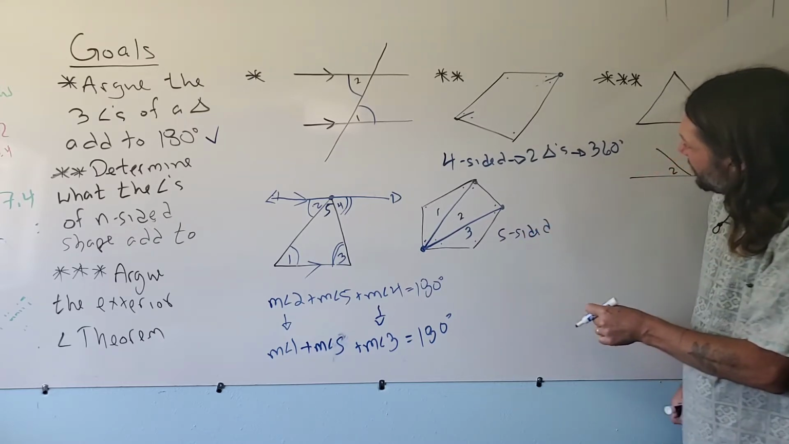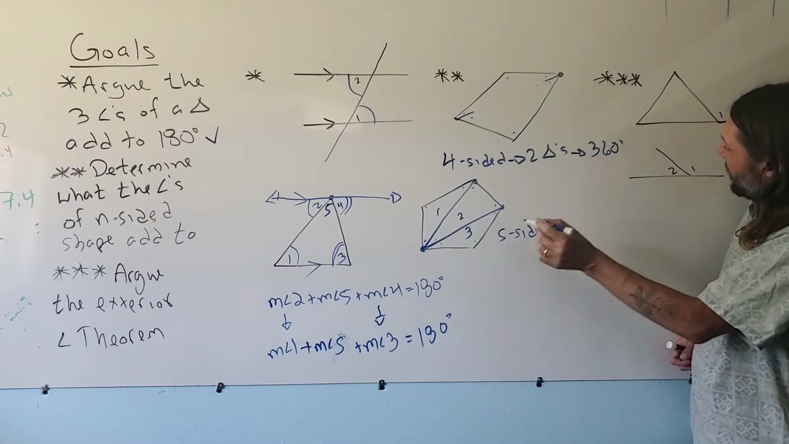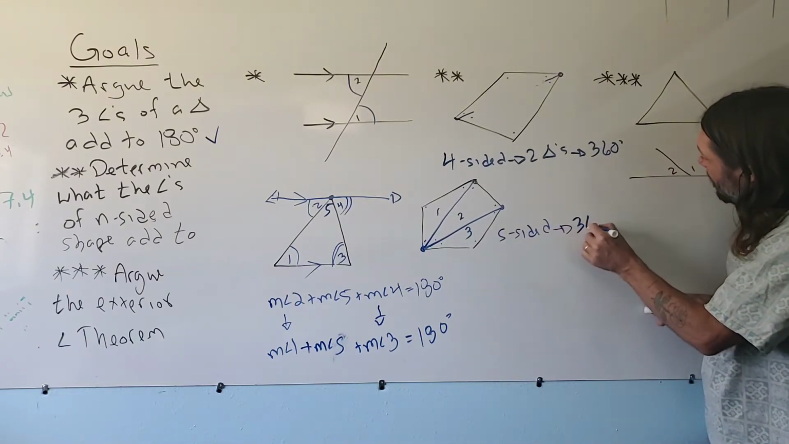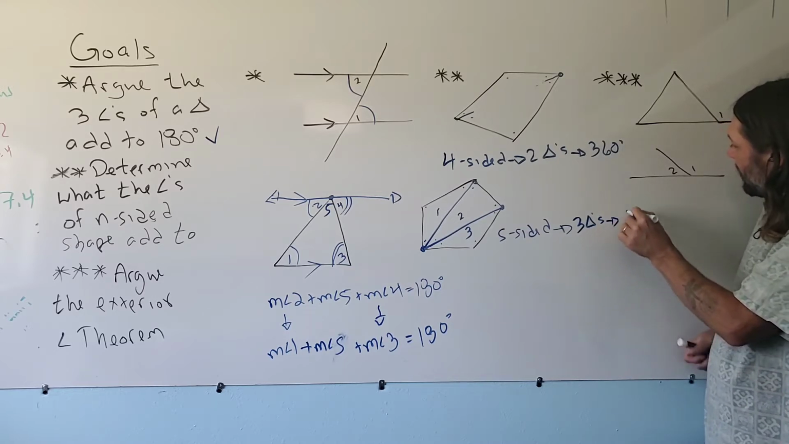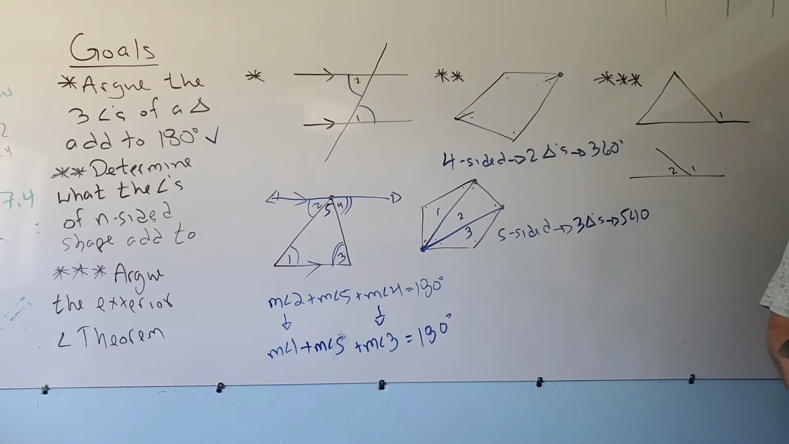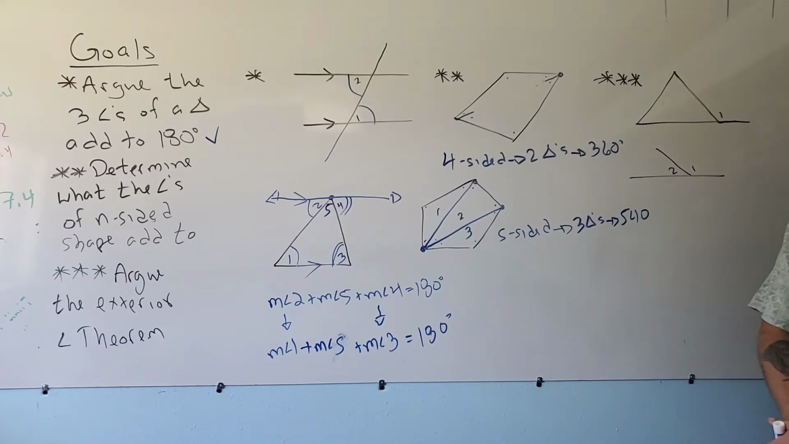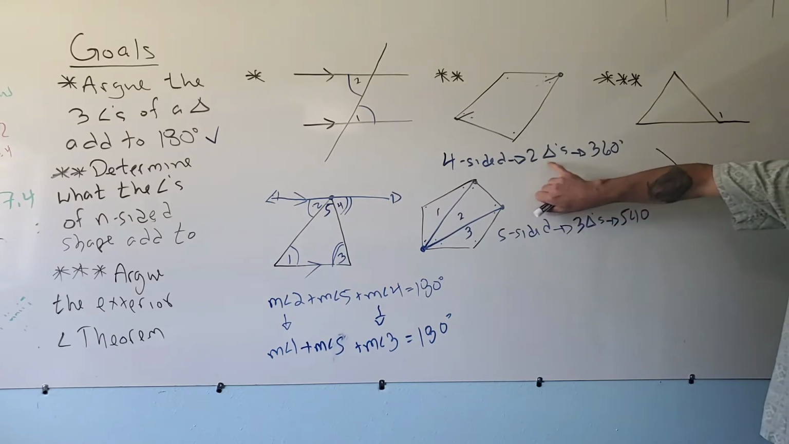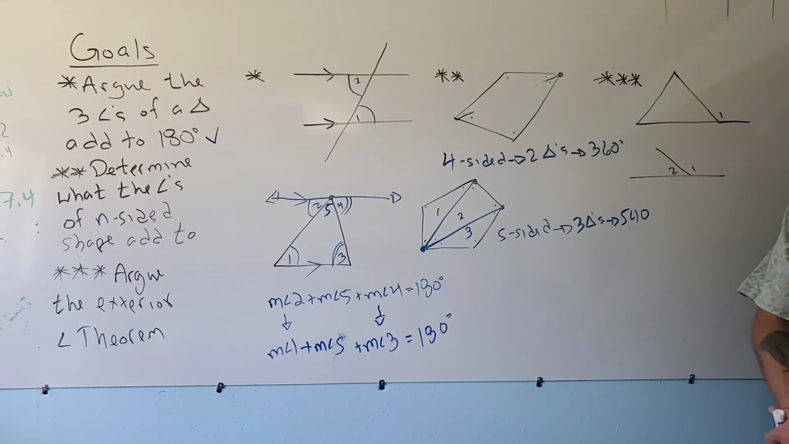I guess my 5s and s's do look alike. My 5-sided shape makes 3 triangles. And the 3 triangles, 3 times 180, multiplies to 540 degrees. And if I was to make a 6-sided shape, you'd see that I'd make 4 triangles. If I had a 7-sided shape, you'd see I'd have 5 triangles. The number of triangles is always 2 less than the number of sides.